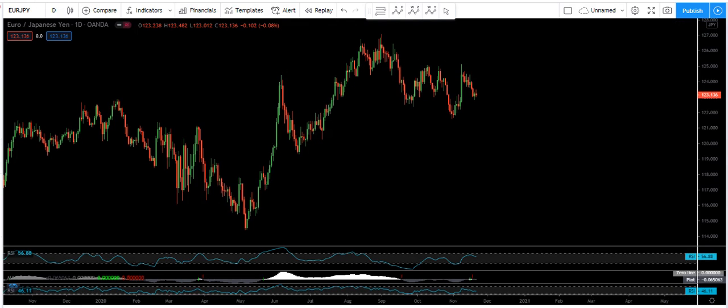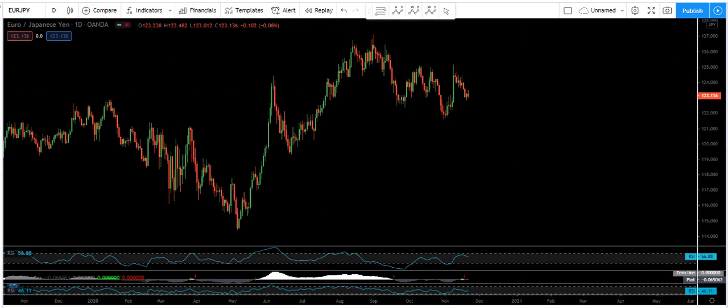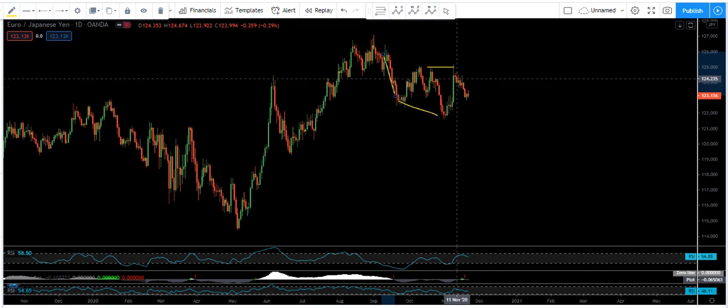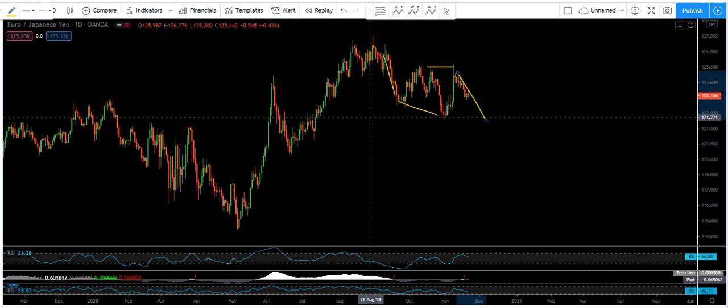EURJPY, now we are based on the daily chart. We want to analyze the chart for the next week. As we can see, based on the daily chart, we want to see whether we can look into this as a correction relative to this, and can we expect the price to drop and take this low?